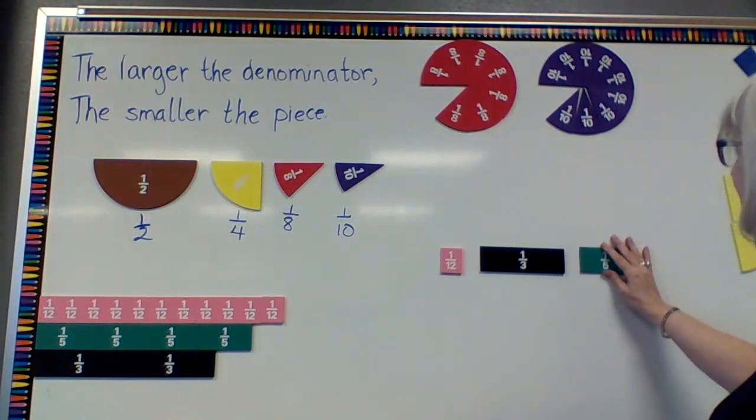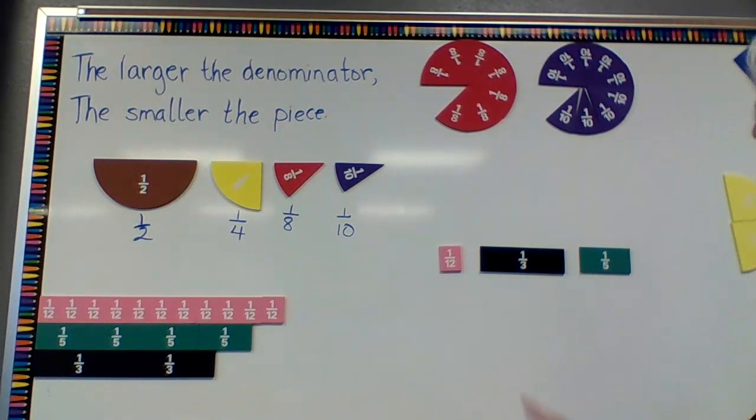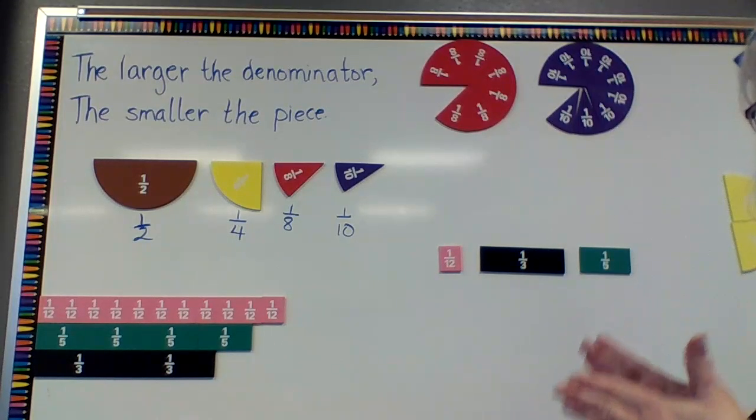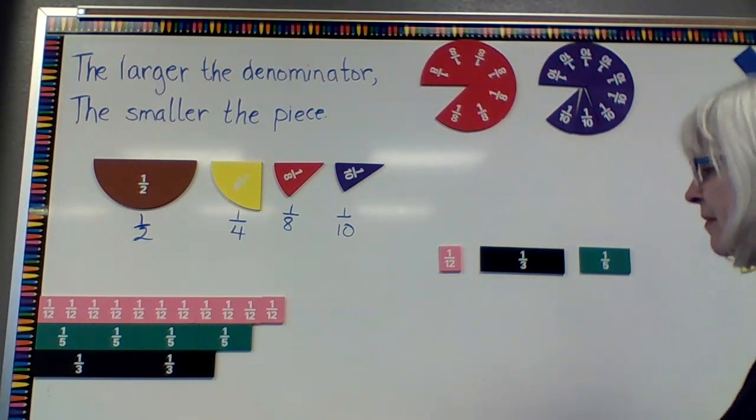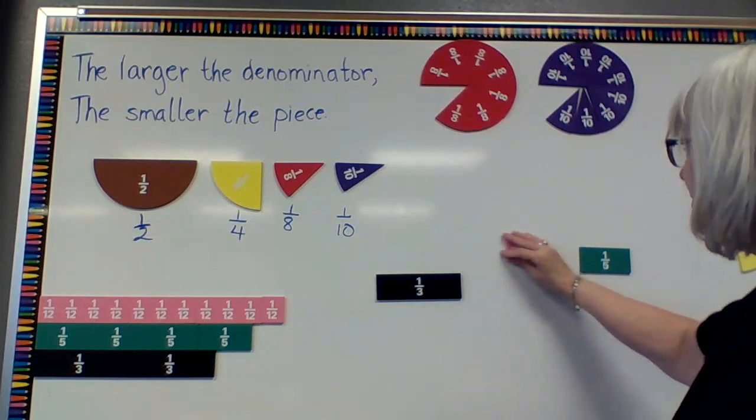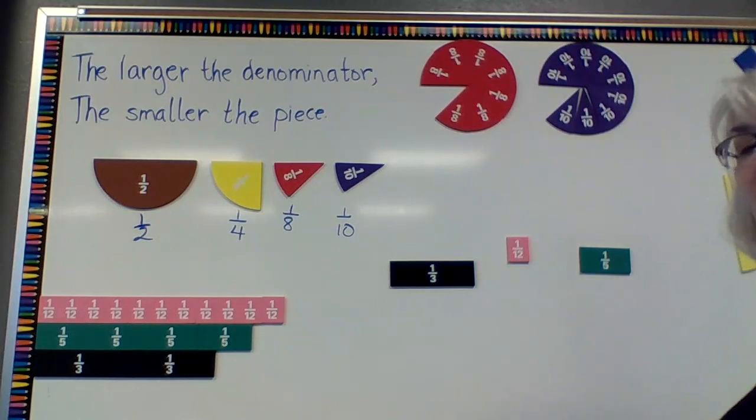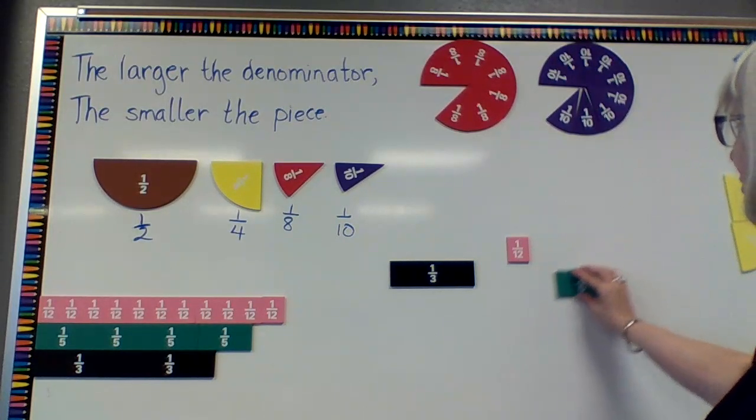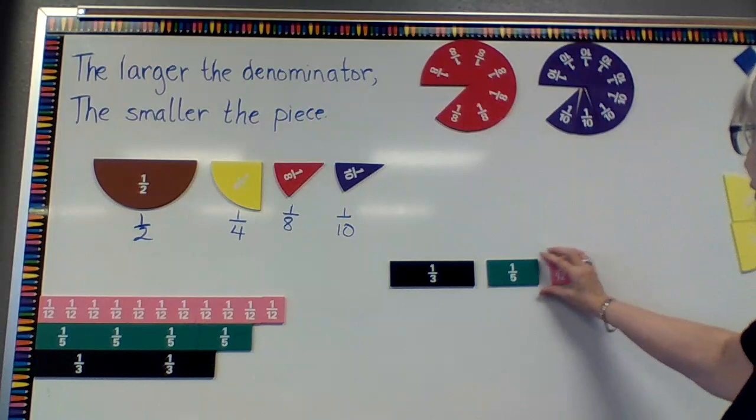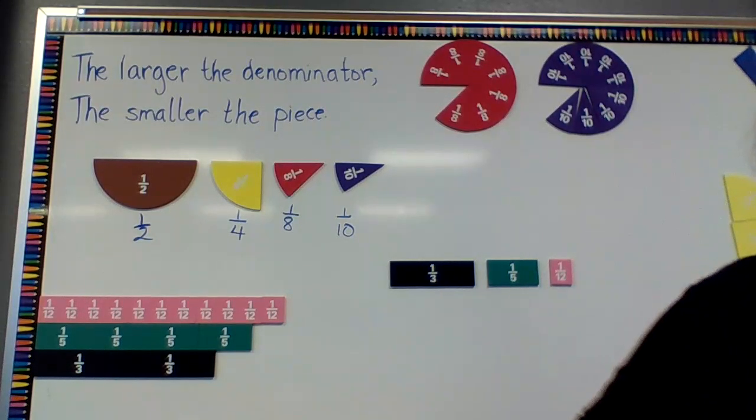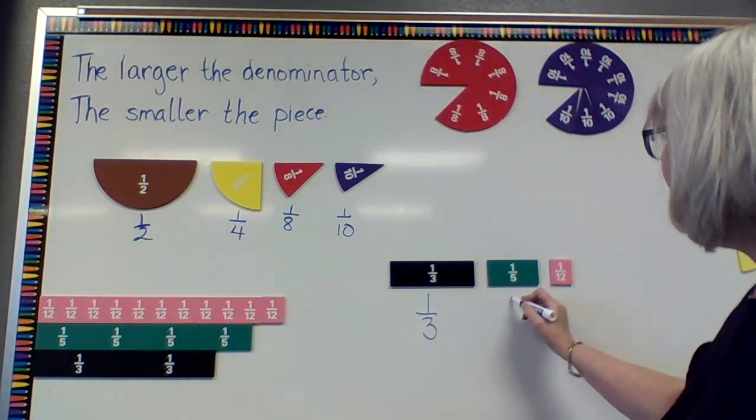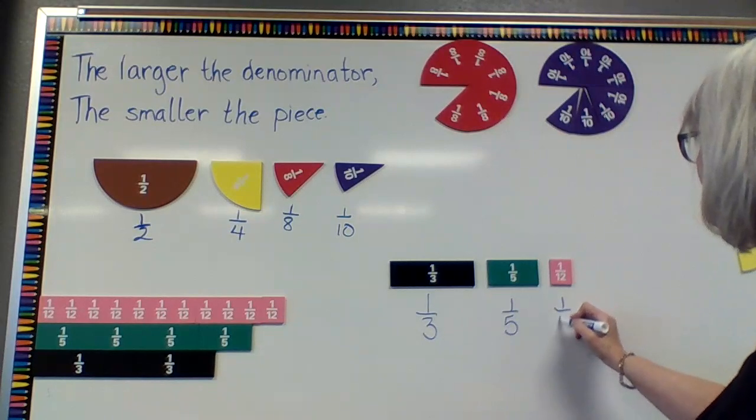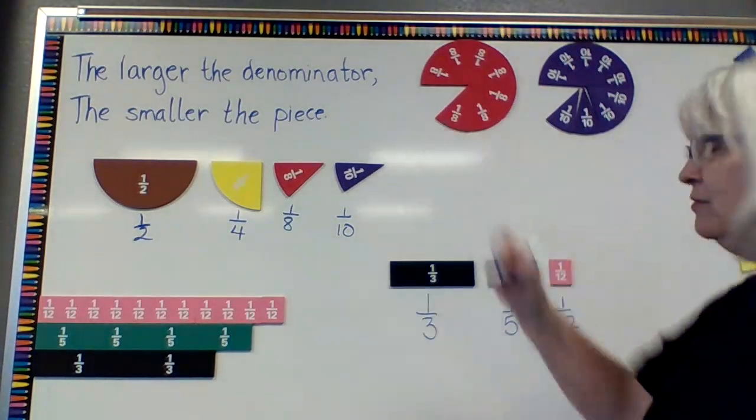Okay, and the first thing I want us to think about is if I were going to put these in order based on the size of the piece, and if I was going to go larger piece to smaller piece, which one would I put first? Pink, black, or green? Okay, I would put the black one first. Then the next largest would be the green. And then the smallest size piece is the pink. Now, I'm going to write their denominators or their fraction underneath. 1/3, 1/5, 1/12.